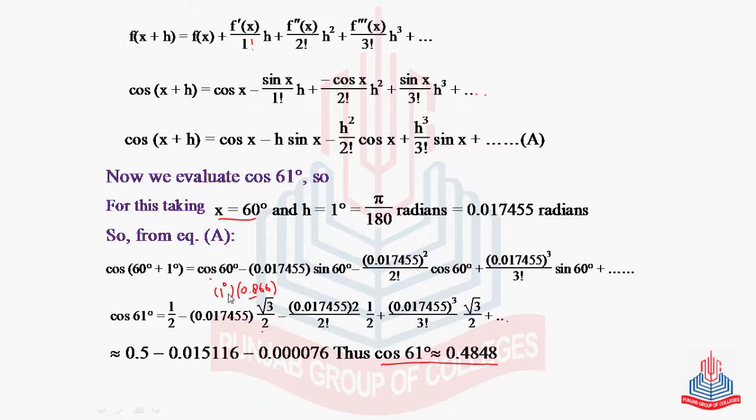So we converted this degree system to the real number system, and then we simplify this one, and that will give the required result, which is cos of 61. Approximate value is 0.4848.